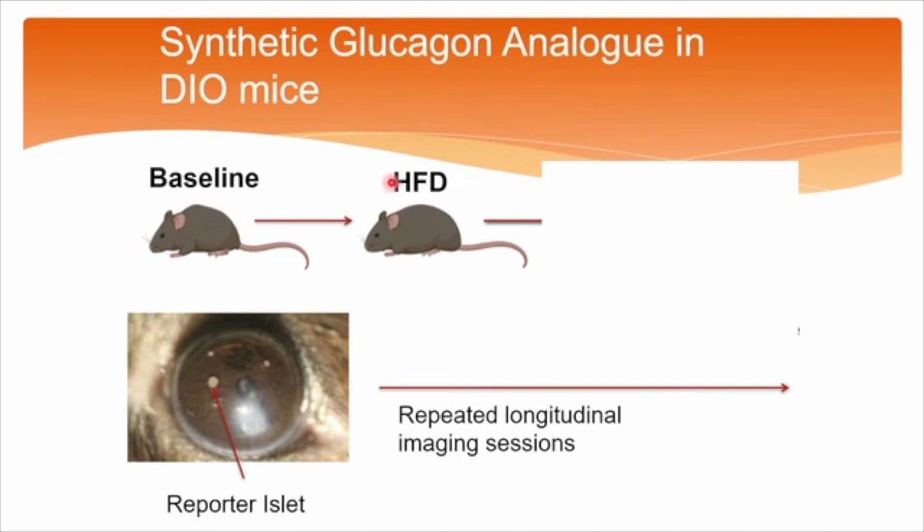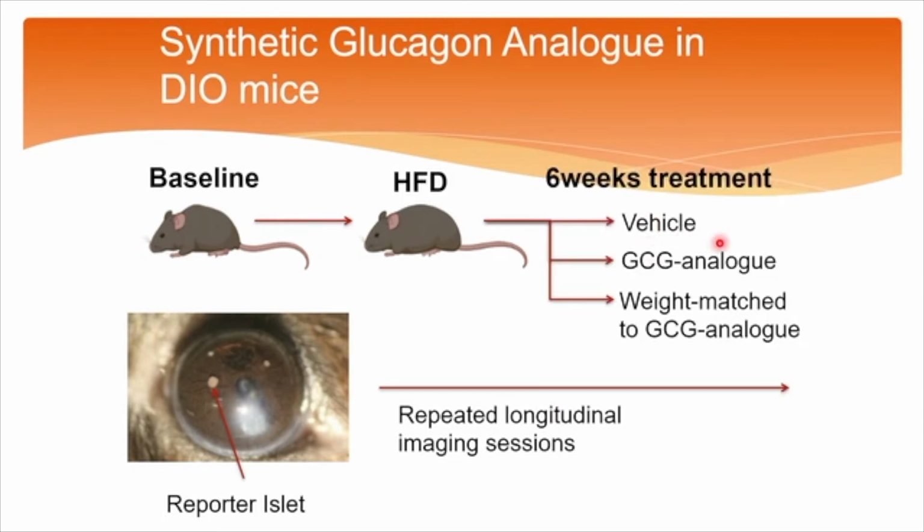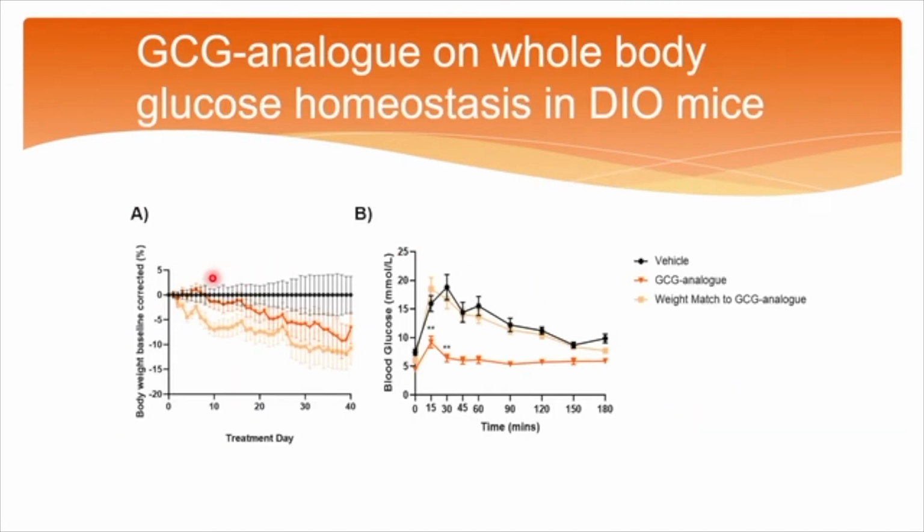And then at that point, we divided those obese dysglycemic mice into 3 groups. Group 1 received 6 weeks of daily vehicle injection. Group 2 received daily injection of a long-acting glucagon analog. As you might expect, these animals will lose a certain amount of their body weight. So in order to tease out the body weight loss independent effects of the glucagon analog on islet function as measured in the anterior chamber of the eye, we had a weight-matched group to the glucagon analog-treated group as well.